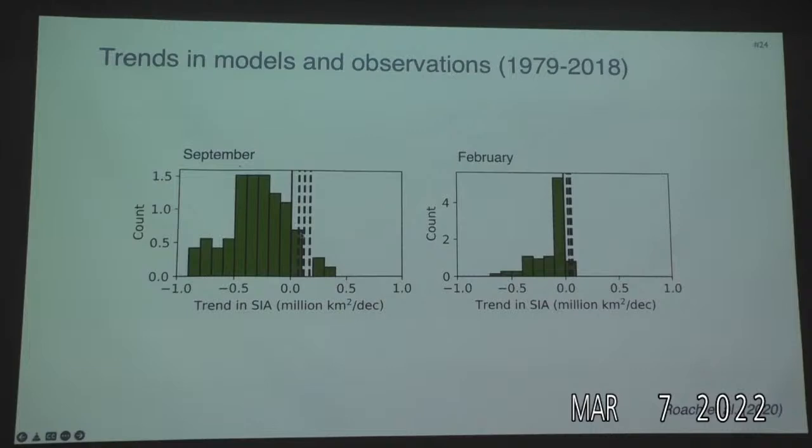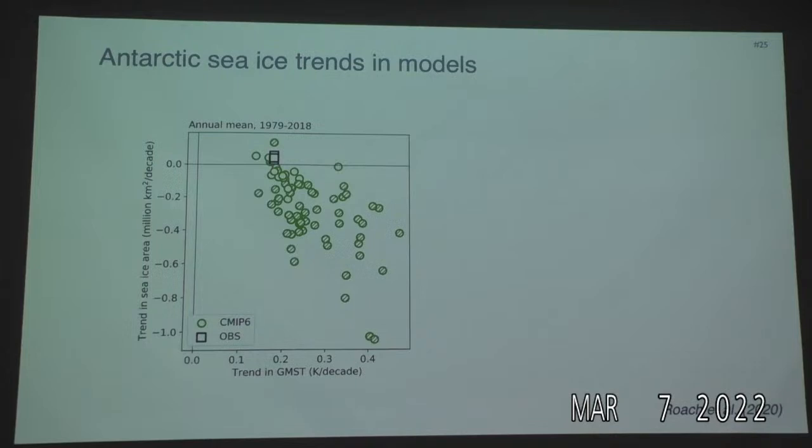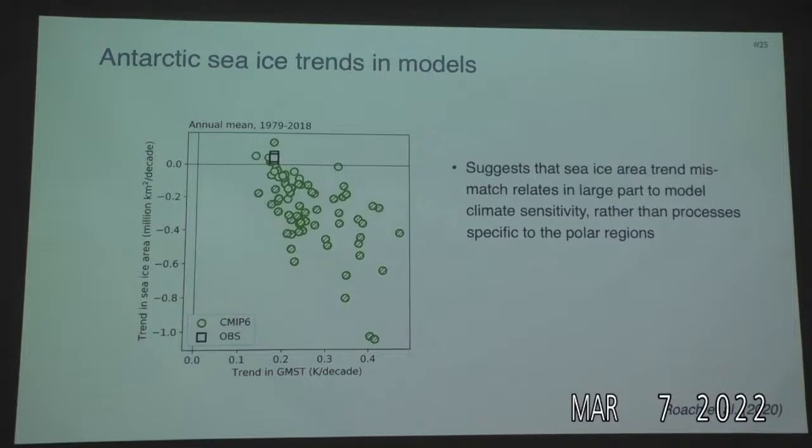And this isn't really very surprising, particularly when you look at the trend in the sea ice area as a function of the trend in global mean surface temperature in these CMIP 6 models, which I'm showing here. So again, the observations are these black squares. And so in CMIP 6, many of the coupled models have had a faster warming than we've seen in the observations. And so it's not really surprising that they're simulating quite strong losses in Antarctic sea ice over this period, suggesting that the sea ice area trend mismatch relates in large part due to model climate sensitivity rather than processes specific to the polar regions.